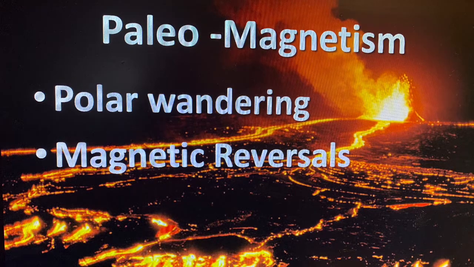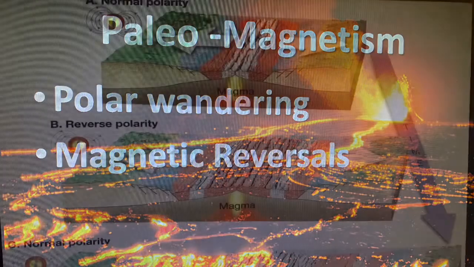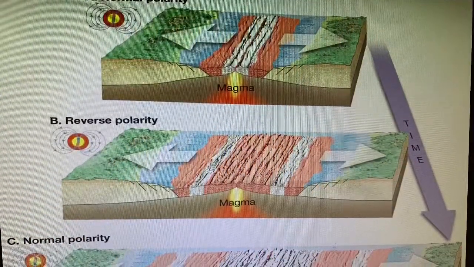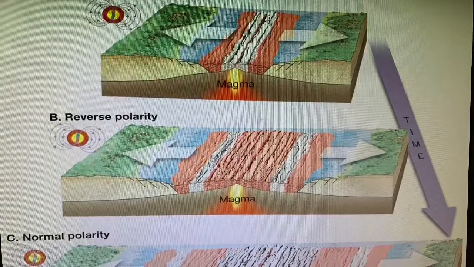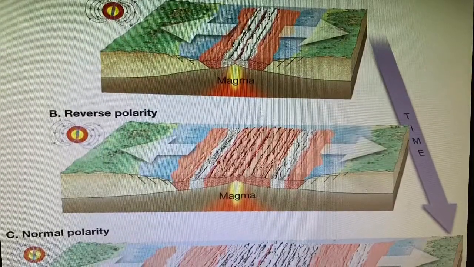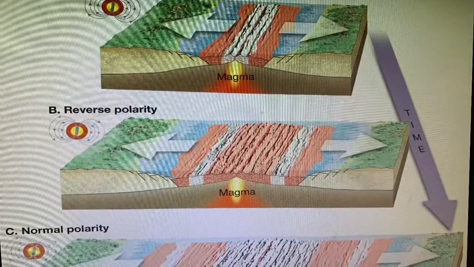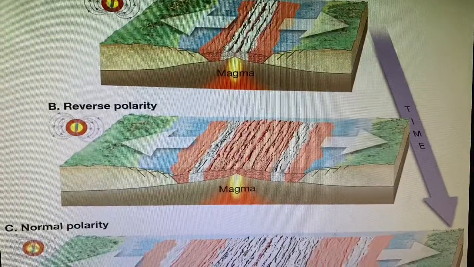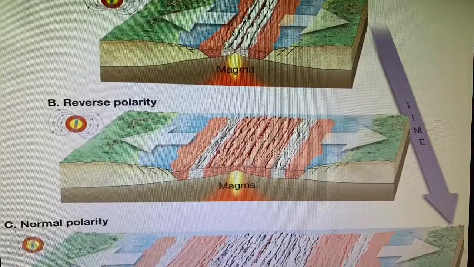They also give us the indication that sometimes the North Pole switches. So what's magnetic north and what's directional north aren't always the same thing. They have flip-flopped over time. The picture you're looking at before you now shows you what normal polarity looks like versus reverse polarity versus normal polarity. Now, what does that mean?